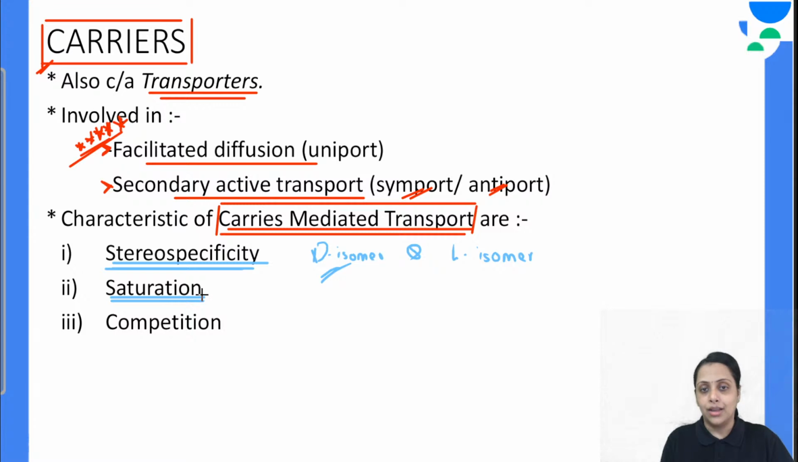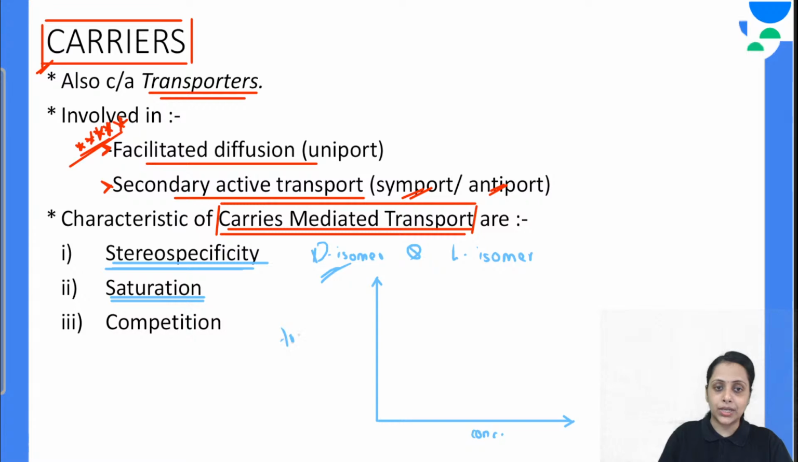Let me draw this one for all of you so that you can understand it better. On the x-axis we take the concentration, on the y-axis we take the transport. So what happens when a carrier or transporter is involved? Initially, when we increase the concentration of the substance, the rate of transport increases. But after a certain period of time, the rate of transport becomes constant because all the carrier molecules will be involved. So this is the saturation we will see in carrier mediated transport. Next is competition.